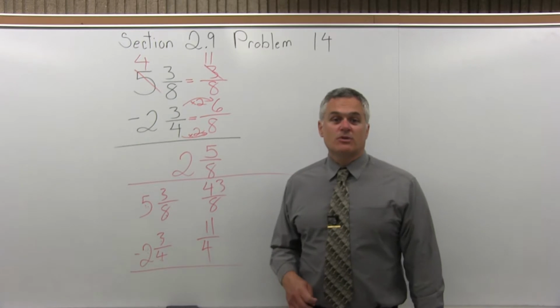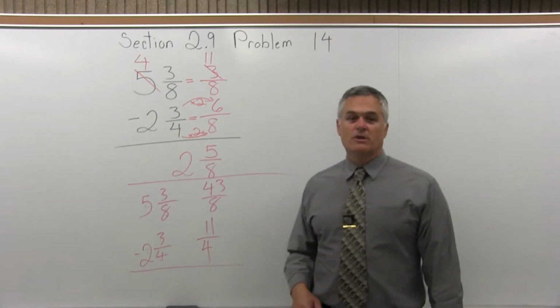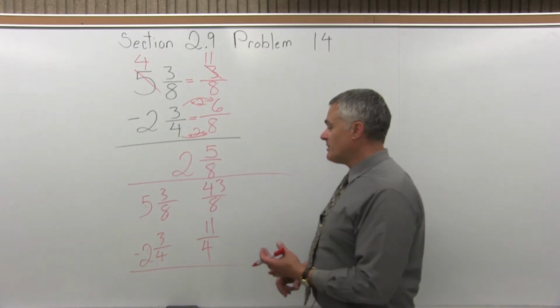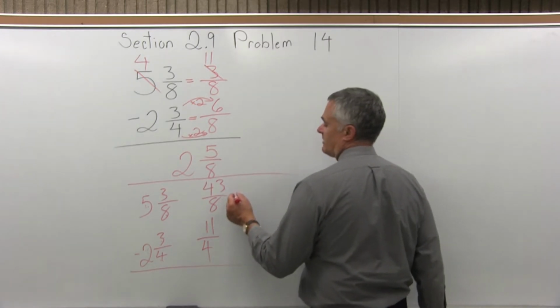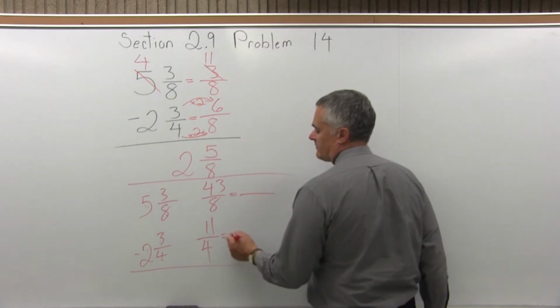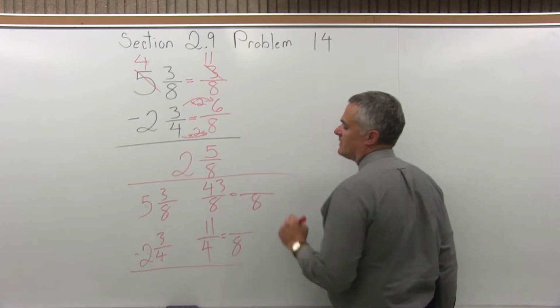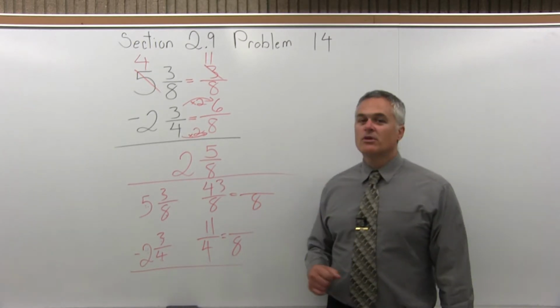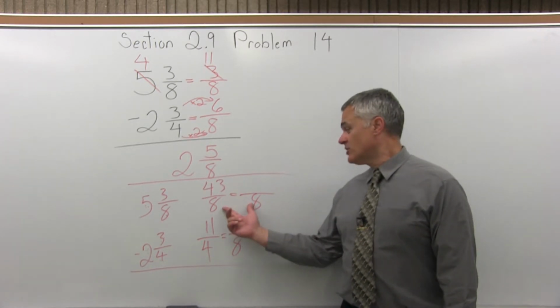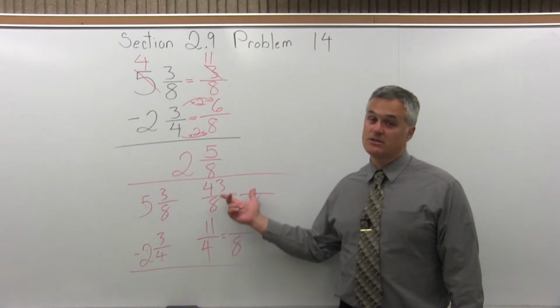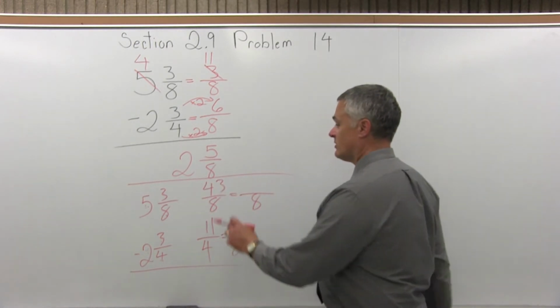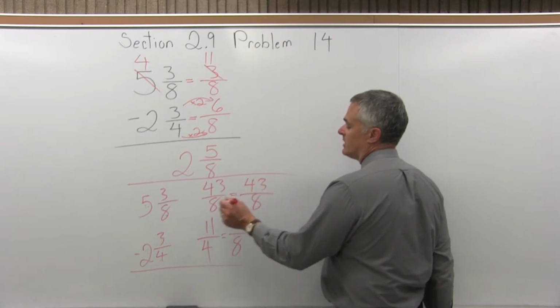Now starting from scratch right here: 43 over 8 minus 11 over 4. Find your common denominator. 8's a very good common denominator. So I have something over 8, something over 8. Now the upper fraction, 43 over 8, my denominator did not change. It was 8, so it stays 8. So the numerator will also not change. It was 43, it will stay 43.